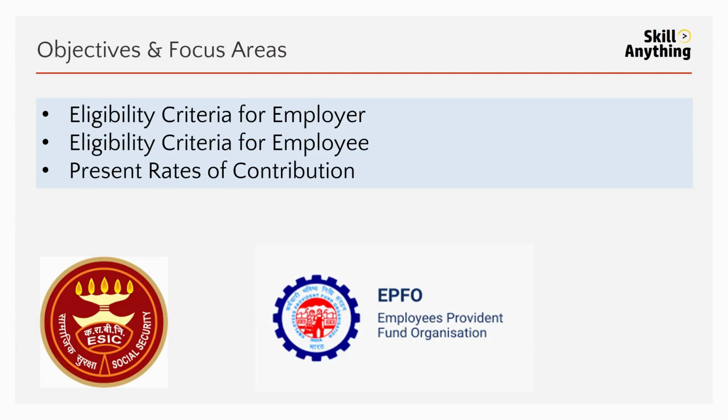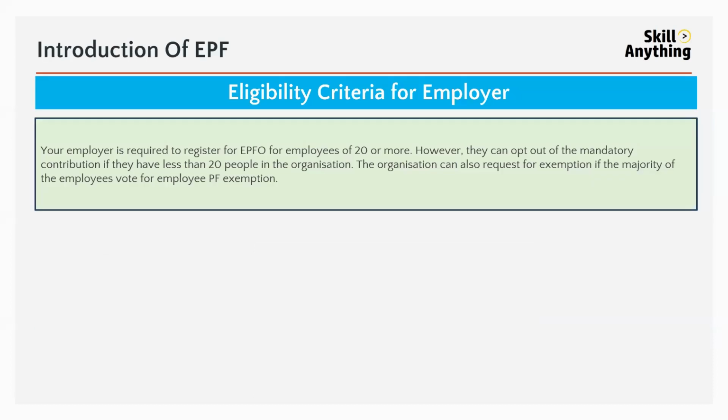So let's see first the eligibility criteria for employer. Let's move into the next slide. Eligibility criteria for employer. An employer is required to register in EPFO if they have a minimum of 20 or more employees.